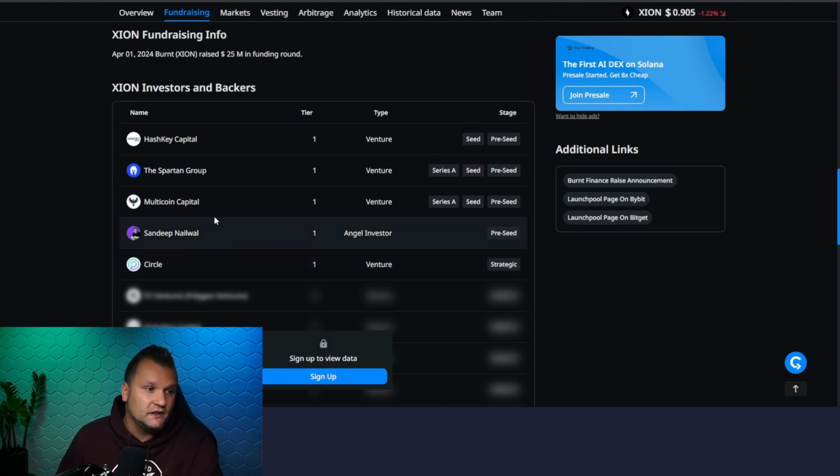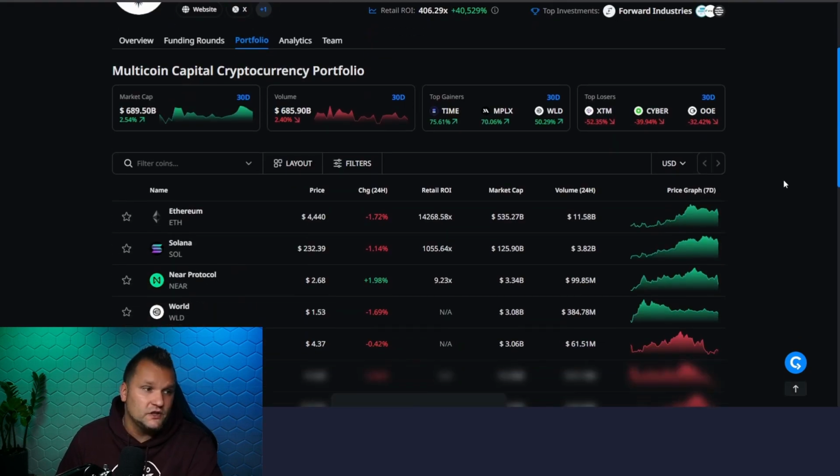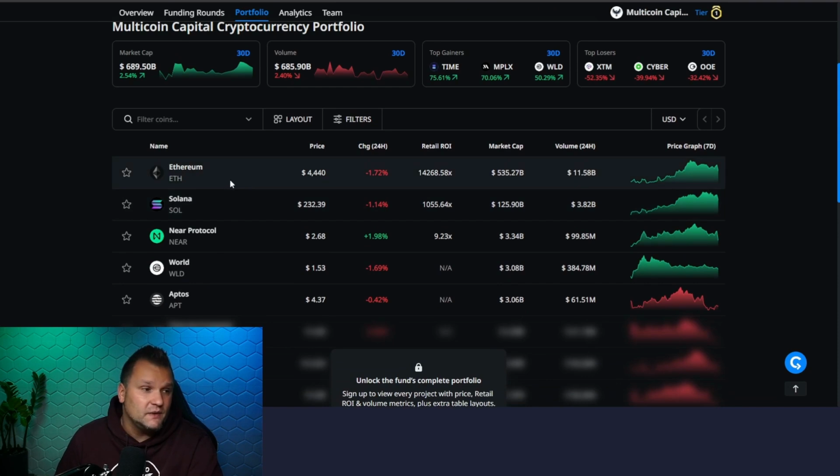Here we have a private individual, and then we see 3 capital firms, or rather, venture capital firms. And let's take a quick look at them. Multicoin Capital. Multicoin Capital is more from the Ethereum and Solana space, as well as the Near protocol.